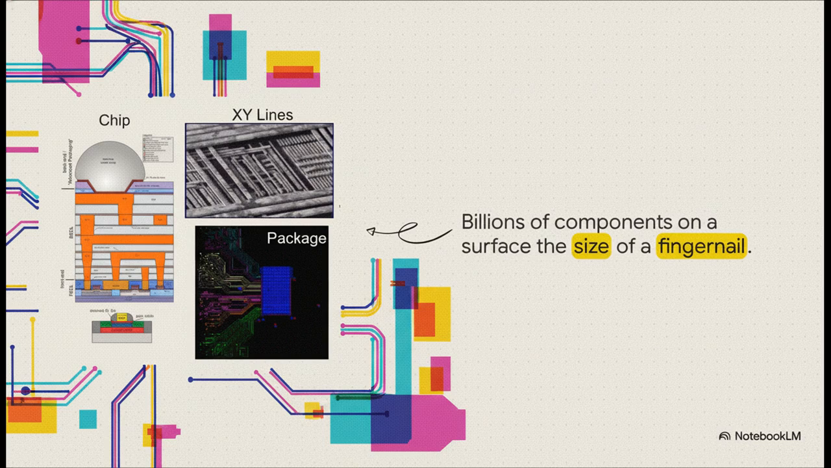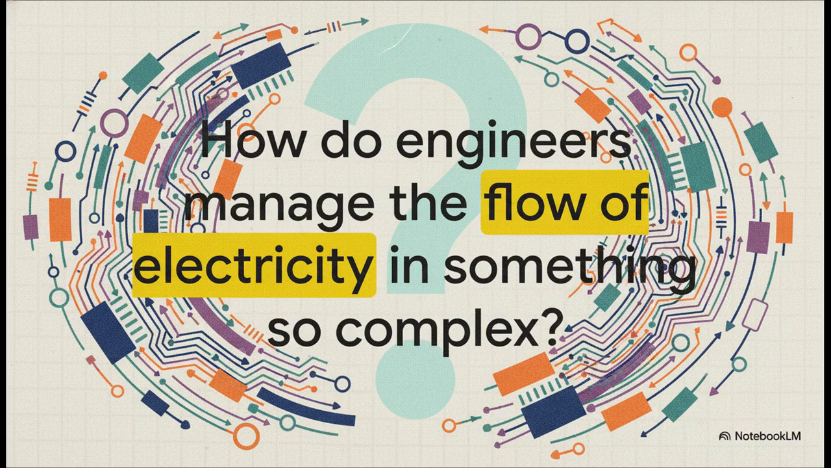Okay, so take a look at this. This is a modern computer chip. We're talking about billions, with a B, of tiny components, all woven together on a surface that's about the size of your fingernail. I mean, the sheer density of it is absolutely mind-boggling. So, that crazy complexity brings up a huge question, right? How on earth do engineers manage to control the flow of electricity in something so packed, so incredibly dense? How do you make sure that every single one of those billions of parts gets exactly the right electrical signal it needs to do its job?